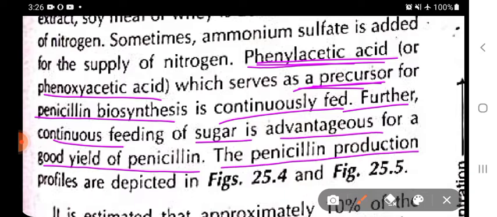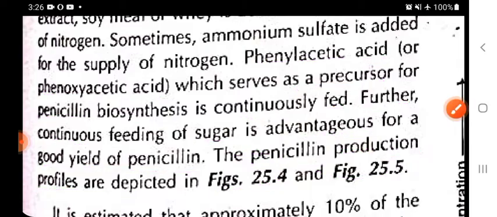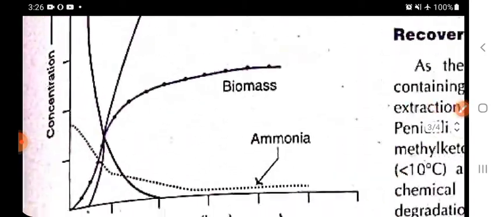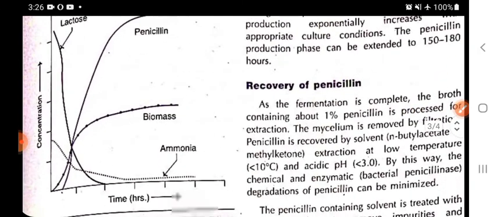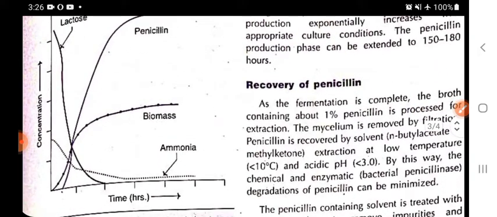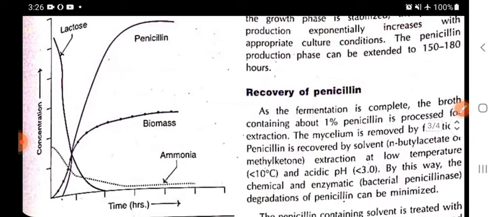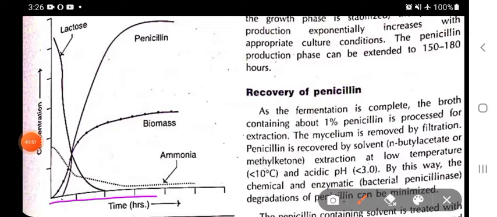Now, some of the penicillin production profiles are given in figures 25.4 and 25.5. Let us see figure 25.4. There is a graph here. If you see the graph, you can observe what I am trying to say. On the x-axis you can see the time, and the y-axis shows the concentration of the different sources which are supplied for penicillin production.